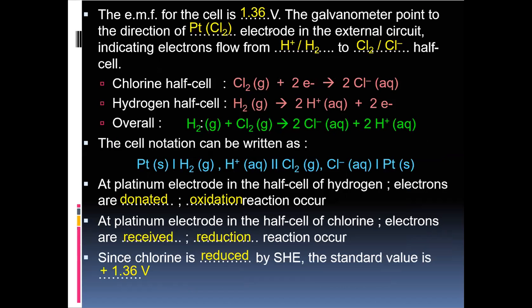So in this case, we can see that we have 1.36 volts, and the galvanometer points towards the platinum chloride. I told you we use a platinum electrode in our chlorine half cell because chlorine is a gas, so we have to use another metal as an electrode. So indicating electron flow from our standard hydrogen electrode, our SHE, to our chlorine half cell. So for the chlorine half cell, what will be occurring there would be reduction.